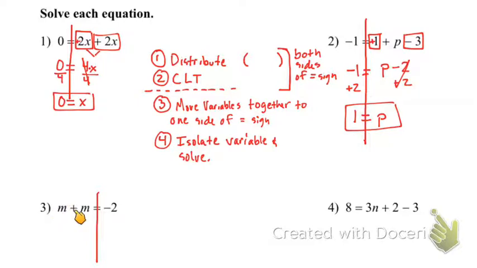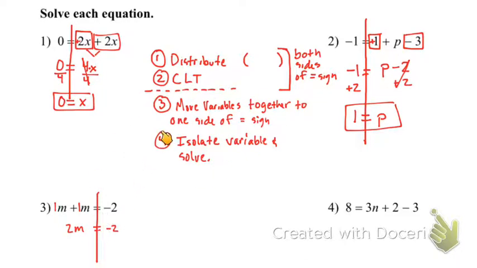I have positive m and positive m. This is really positive 1m and positive 1m. So positive 1 and positive 1, that gives me positive 2. And I bring the m down, equals. Now let's check the right side. Anything to distribute on the right side? Nope. Any combine like terms? Nope. So it's -2. We do not have variables on both sides, so step 3 we do not have to do.